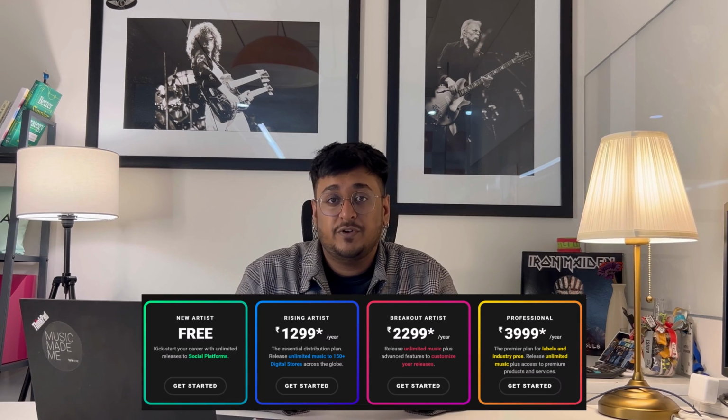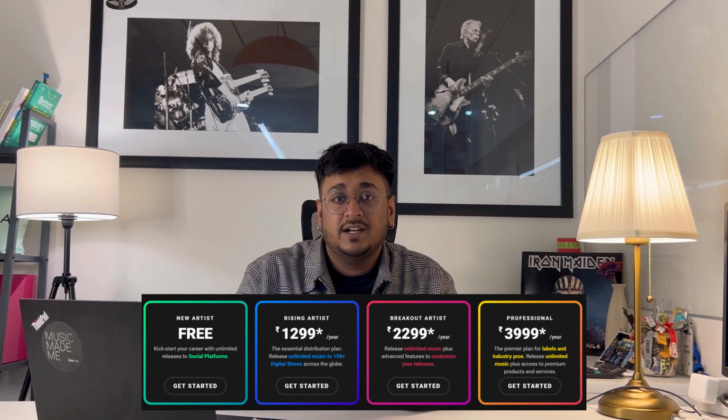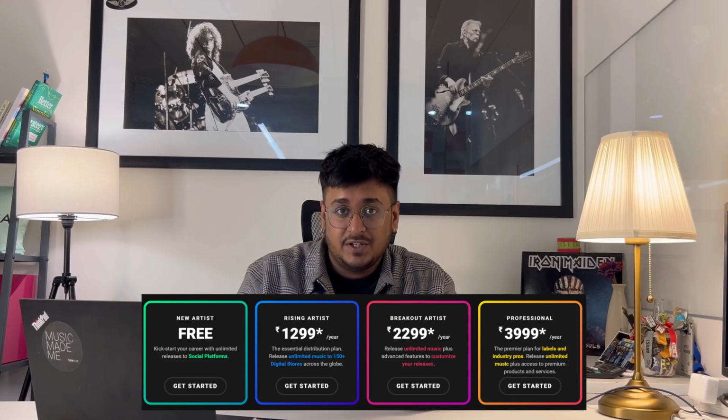Once you've done that, you have 4 plans to choose from: new artist, rising artist, breakout artist and professional. The difference between rising artists, breakout artists and professional artists are different, and you can head to our website and check out what the differences are. But the most basic difference is if you have multiple main artists in your release, or if you have a custom UPC that you want to use, you'll have to upgrade to the professional artist.